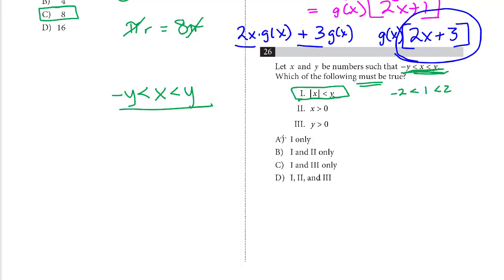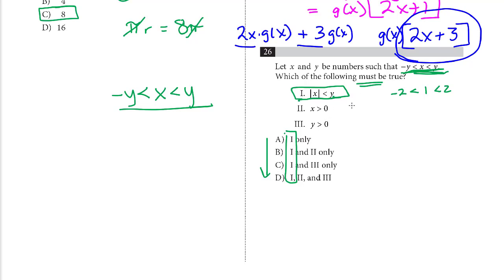That's going to be part of our answer set. Well, I didn't really even need to do that work if I just scanned my answers first, because 1 is already in every answer choice. Oh well, at least we showed it's true. Let's look at Roman numeral number 2. X is greater than 0.